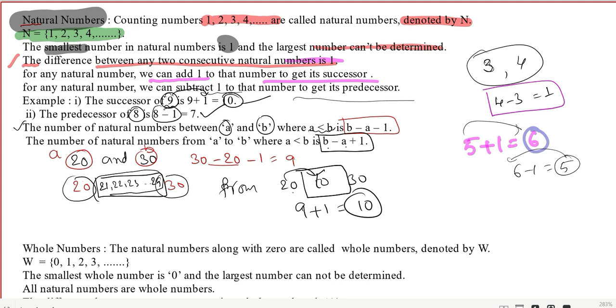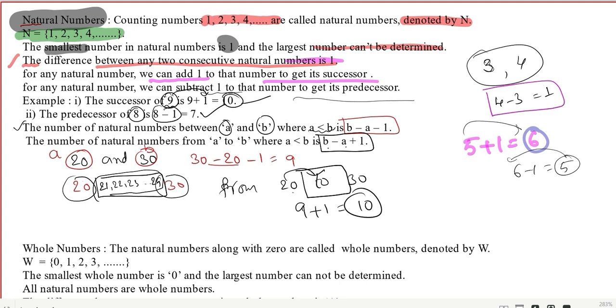Then what is the important property related to consecutive natural numbers? The difference between consecutive natural numbers is always 1. To get the successor of a natural number, what do we need to do? We need to add 1 to the given number, and to get the predecessor of a natural number, we need to subtract 1 from the given number.